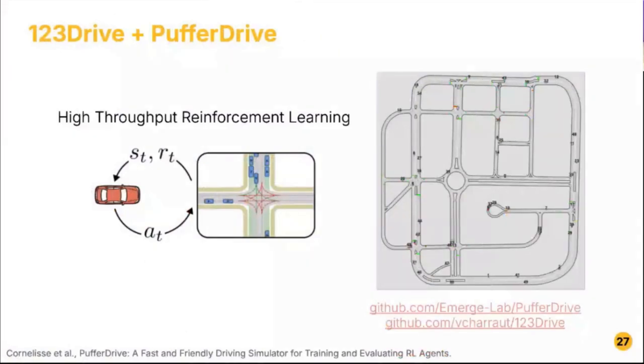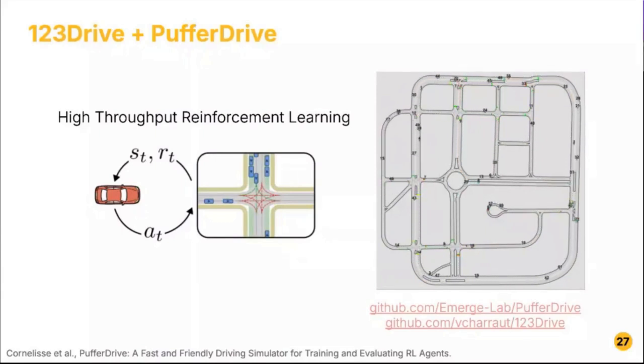So, PufferDrive is a very nice tool from some folks at NYU and many other collaborators that lets you do very fast, very high throughput traffic simulation. This is not sensors, it's just something like this, and you can do reinforcement learning in it. A very nice paper came out last year called GigaFlow, which showed that you can get very strong planners when you train in this sort of simulation.